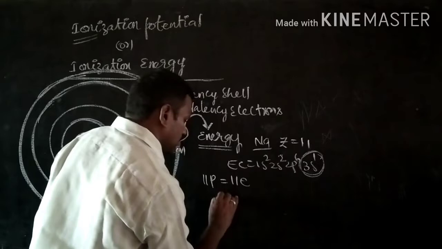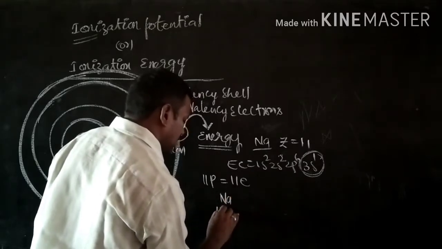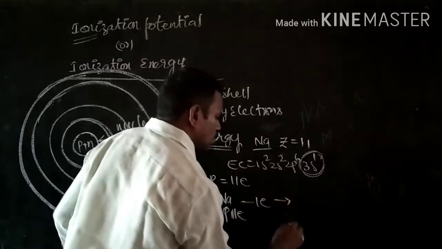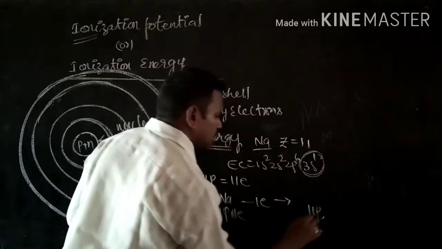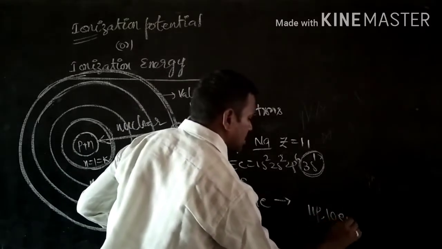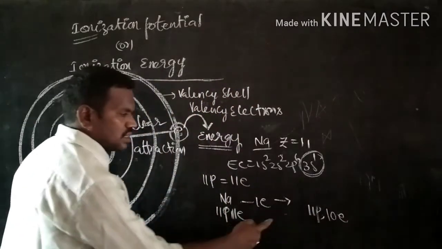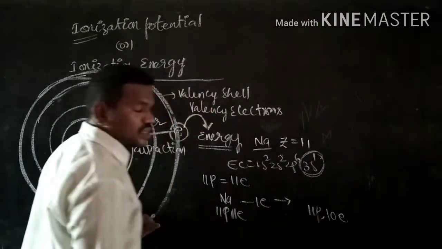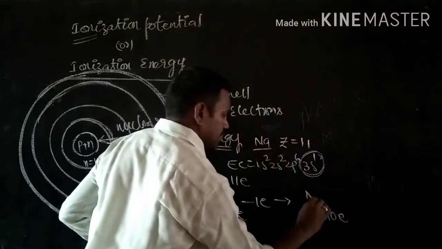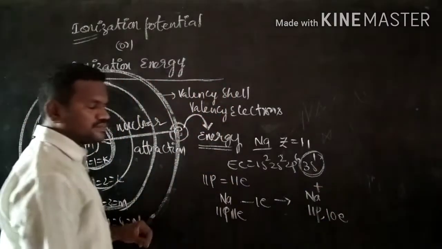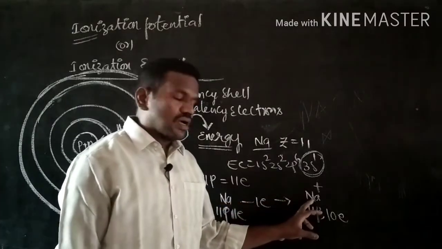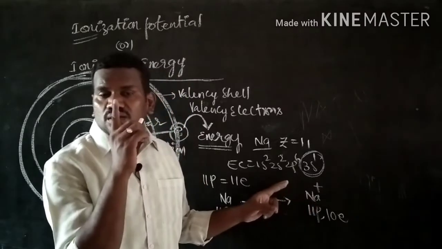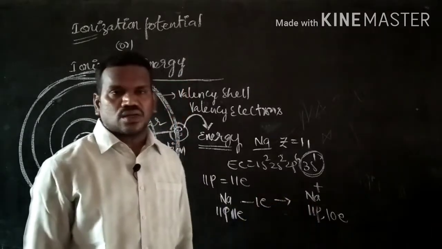If we remove one electron, meaning neutral sodium with 11 electrons and 11 protons loses one electron, now how many protons are there? 11 protons, but the number of electrons is 10. What does it mean? There is 1 unit of positive charge more compared to the number of electrons. That can be represented like this, Na1 plus. What does it mean? A sodium ion, because it is a positively charged particle, has 1 proton more compared to the number of electrons.